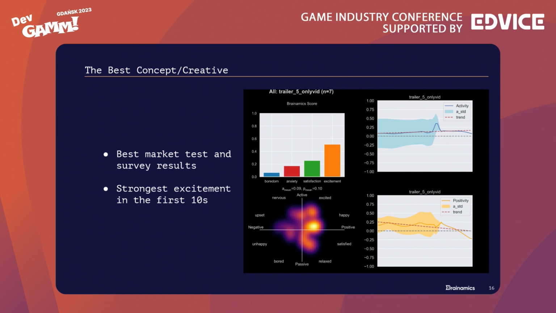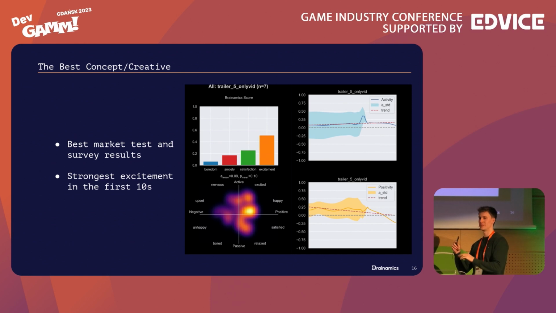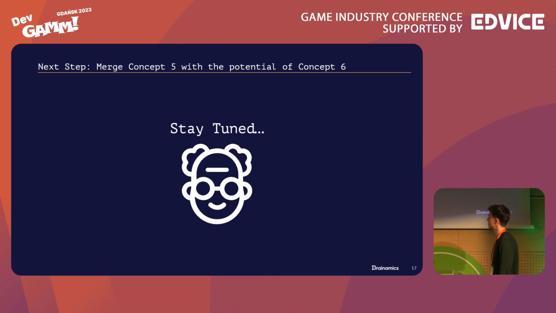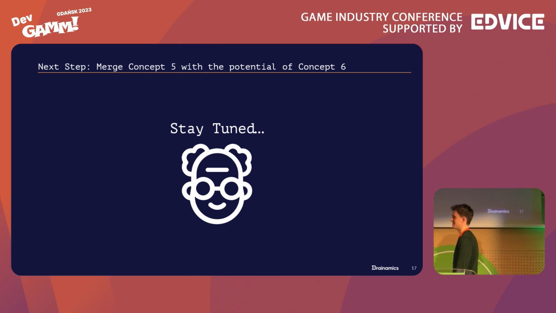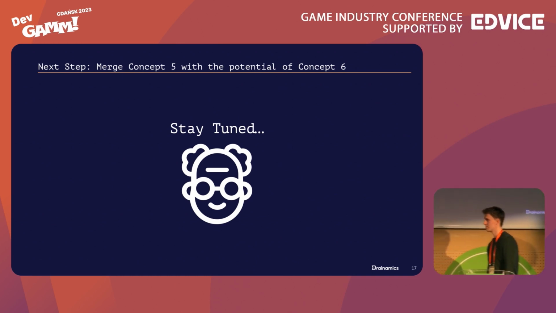And if you remember from the clip that we called hidden potential, there was a strong upwards trend when the new mechanic was introduced. So naturally, we thought, okay, it might be a good idea to merge this overall winner, because it starts with really strong excitement, which causes good market data, with the hidden potential of the one that normally would have been thrown into the basket. And that's basically the next step. And you would naturally expect us to show you results of that.